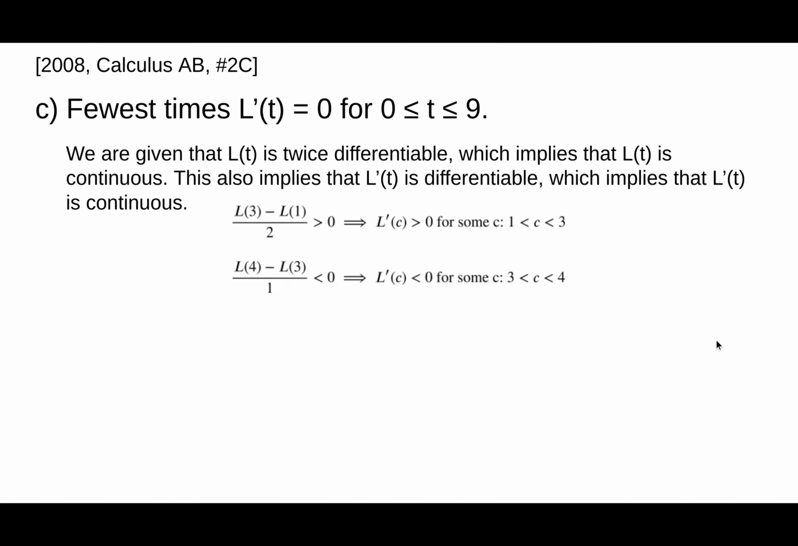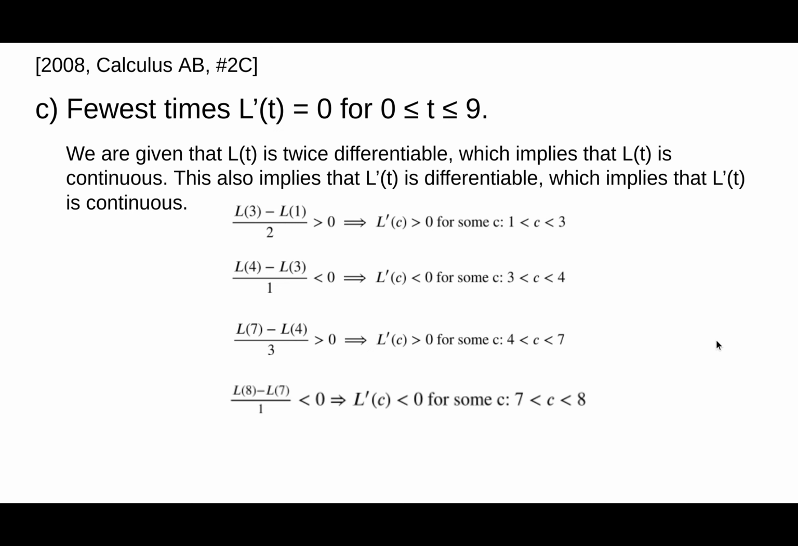L of 4 minus L of 3 over 1 is negative. That implies that L prime of C is negative, somewhere between 3 and 4. Likewise, L of 7 minus L of 4 over 3 is positive, implying that L prime of C is positive, somewhere between 4 and 7. And L of 8 minus L of 7 over 1 is negative, which implies that L prime of C is negative for some value of C between 7 and 8.